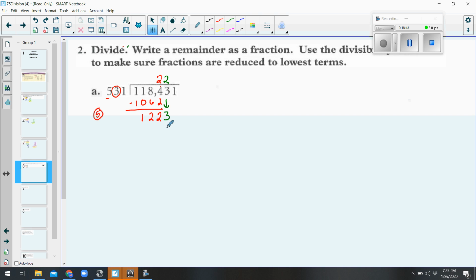Multiply through. 2 times 1 is 2. 2 times 3 is 6. And 2 times 5 is 10. Now we're going to subtract. So 3 minus 2 is 1. I cannot say 2 minus 6, so I'm going to borrow from the 2 and make it a 1. This 2 becomes 12. 12 minus 6 is 6, and 1 minus 0 is 1, and that's 0. Compare. 161 is less than 531, so I'm going to bring down my 1.